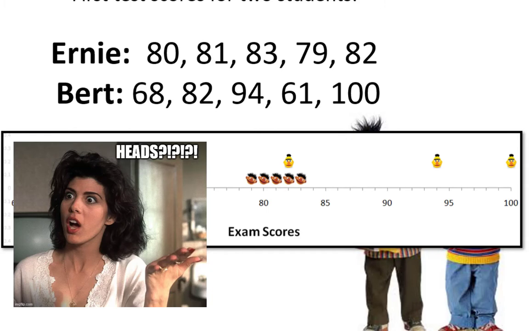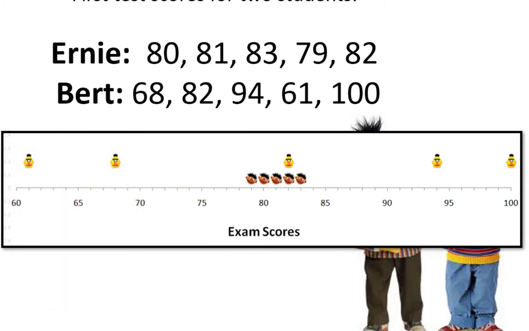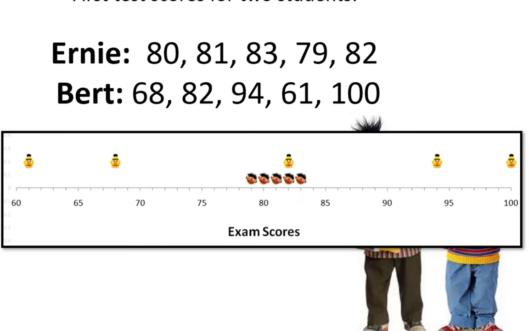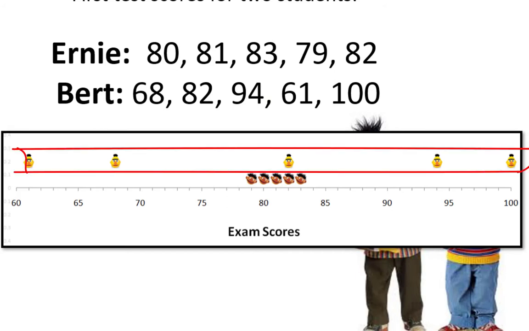Now, you can see pretty quickly, when you put them on a graph like this, that Bert's scores are more spread out than Ernie's are. One thing that might not be as obvious is where their averages are on these graphs. We calculated them both to be 81. Bert's might be a little bit hard to see, but here it is, just like Ernie's. But even though their averages are the same, we can't ignore the fact that Bert's scores stretch from far to the left to far to the right, where Ernie's are kind of packed in here pretty close to the average. Let's take a look at measuring that now.